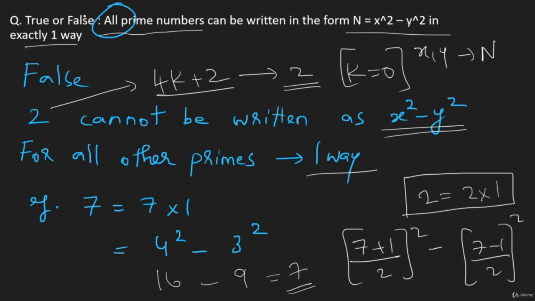So if the statement was all prime numbers except 2 can be written in the form x square minus y square in exactly one way, then this statement would have been true.